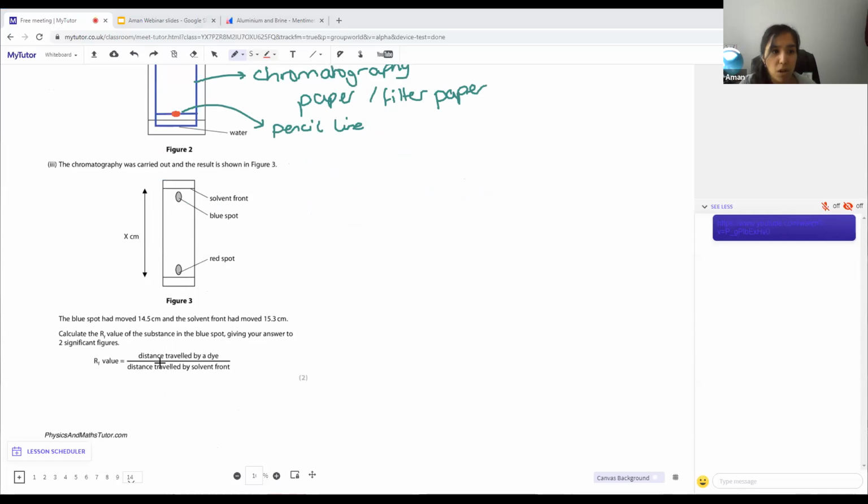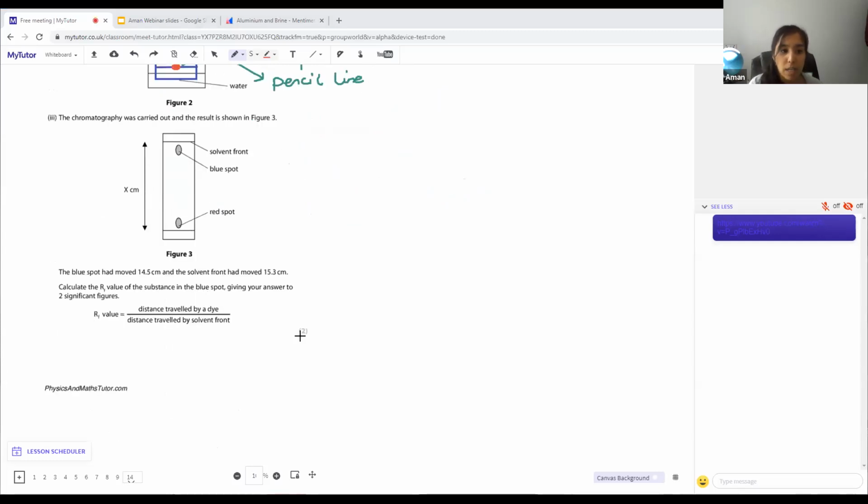Okay, so I think some of you have tried to answer this RF question. So I'll just let anyone have a go that hasn't already. It says the blue spot has moved 14.5 centimeters and the solvent front has moved 15.3. Calculate the RF value of the substance in the blue spot. Yep, so 14.5 divided by 15.3. Good, well done. I think it's better to give it as a decimal, so 0.95 would be the answer. There's no units, so 0.95. Excellent, well done.